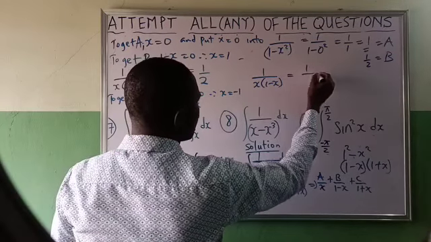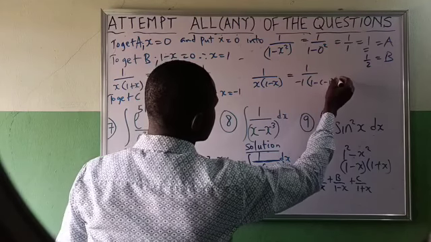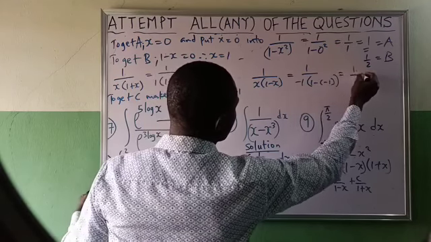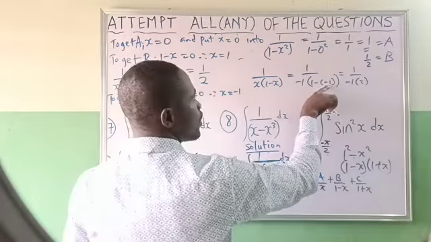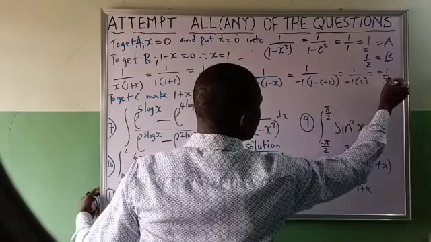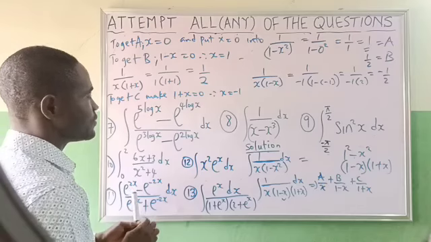That will give you 1 over minus 1 bracket 1 minus minus 1. That will be giving me 1 over minus 1 bracket 2, because minus times minus is plus. 1 plus 1, 2. That is equal to minus 1 over 2. I've gotten my a, my b, and my c.